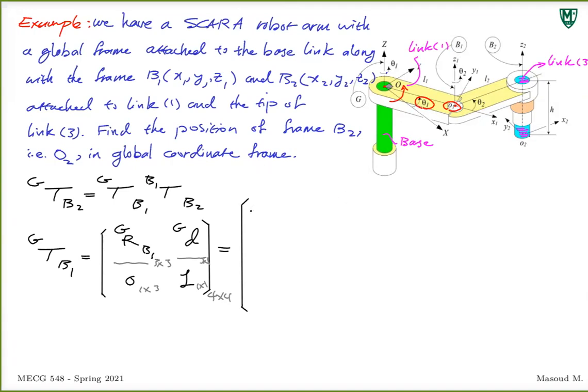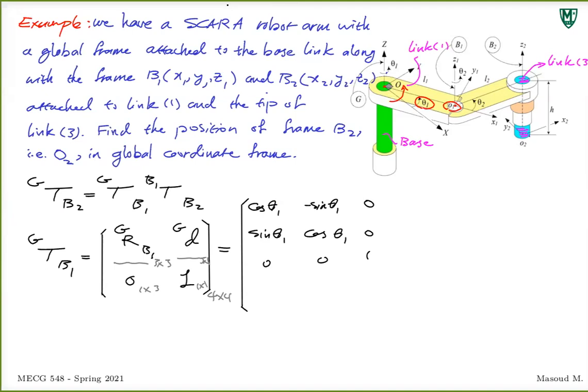So this becomes cosine theta 1, minus sine theta 1, 0; sine theta 1, cosine theta 1, 0; and 0, 0, 1. That was the rotation matrix when we have rotation around the z-axis.